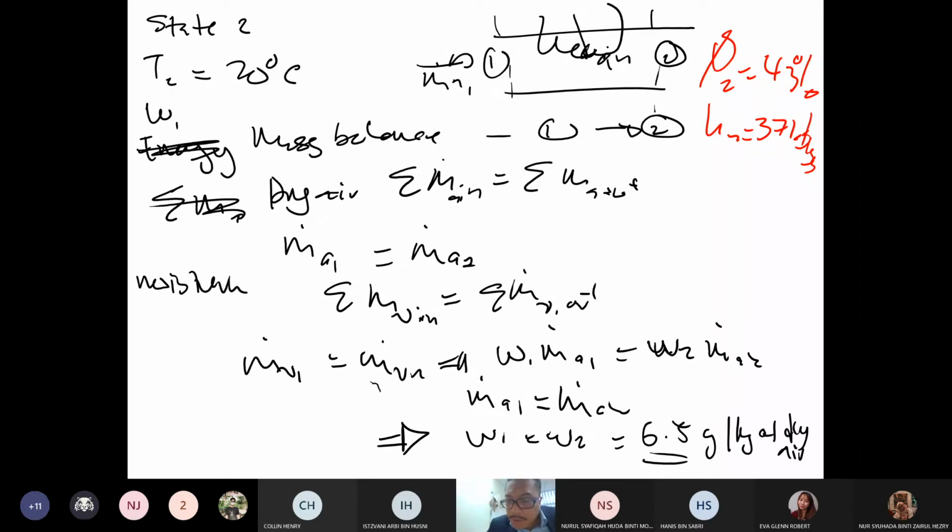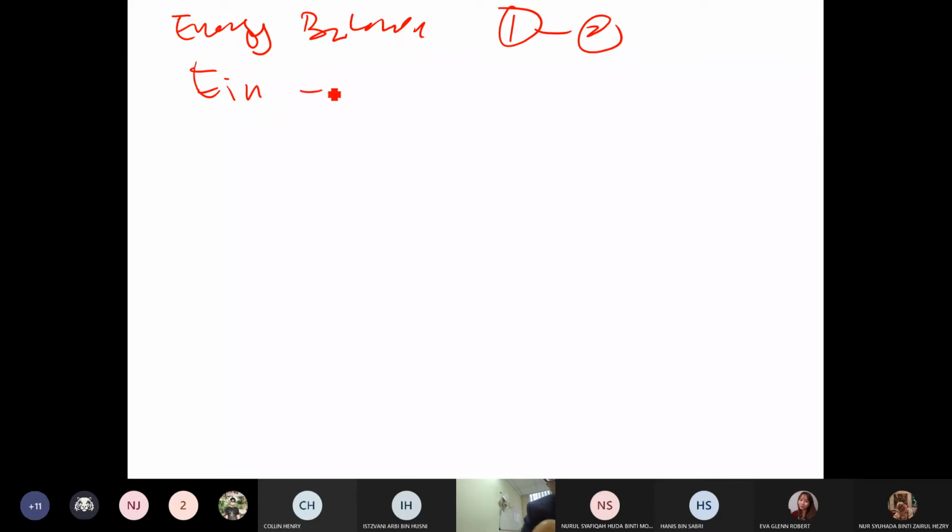Alright, so what else? Kita nak kena kira dapatkan energy balance. Energy balance antara process 1 to process 2. So what we have here, summation of energy in equal to summation of energy out.